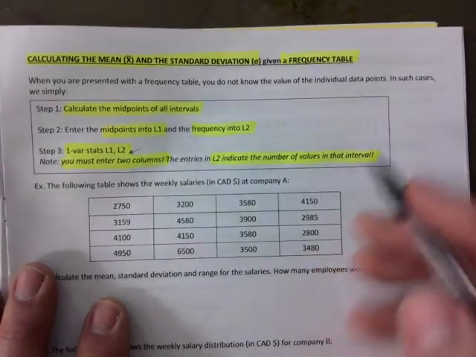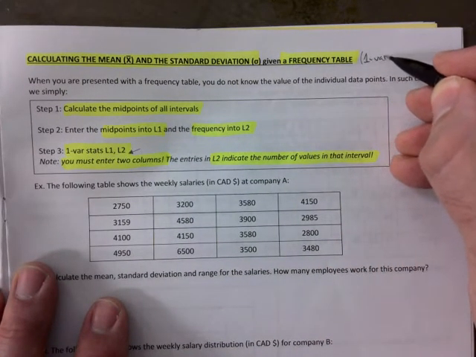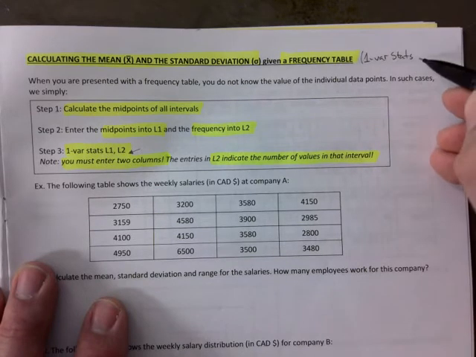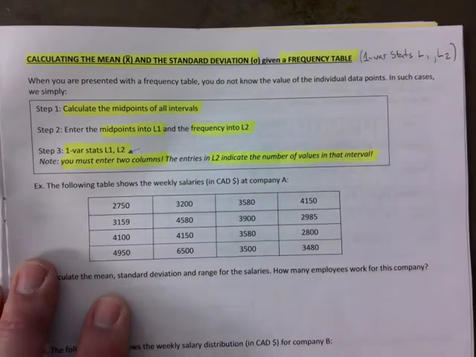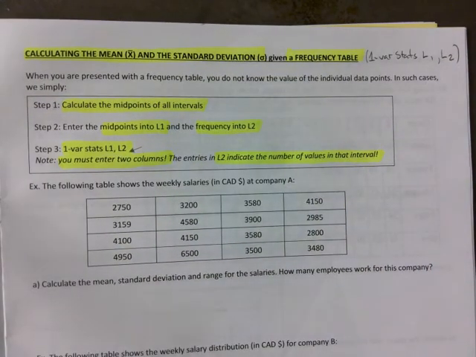I'd like you to have this here. One variable stats L1, comma L2. Like that you remember, okay, if it's a frequency table, I need to do the L2 thing, right? I can't just do L1, right? I need to have both 2 columns filled in.